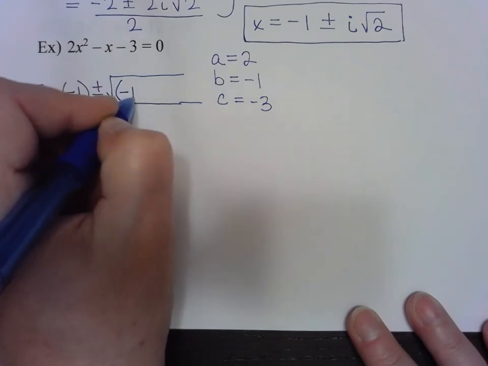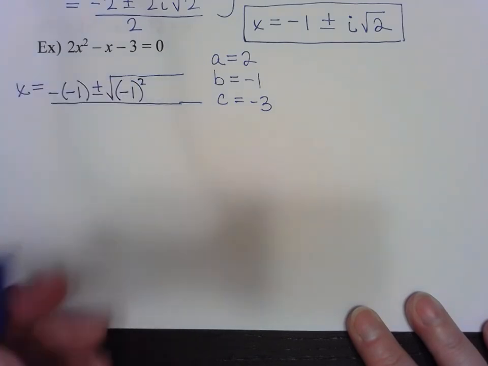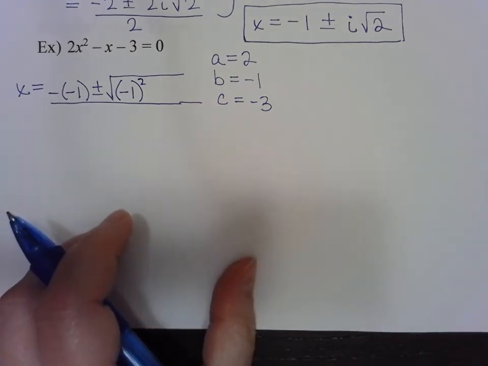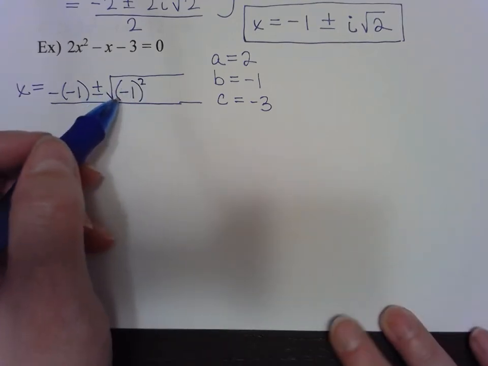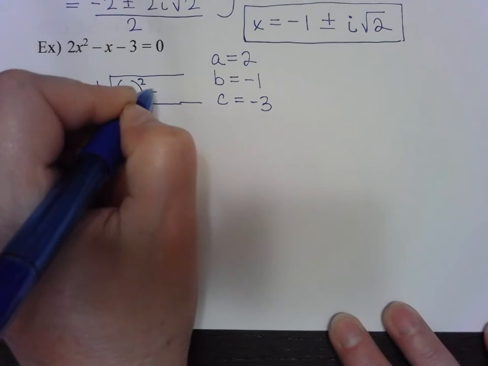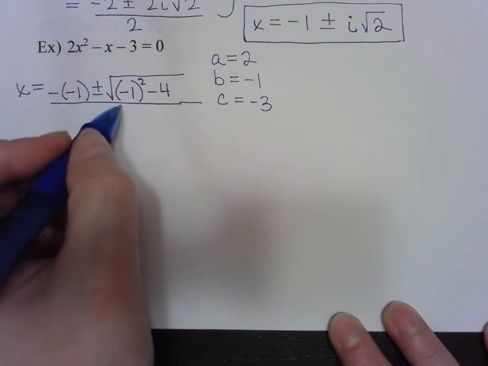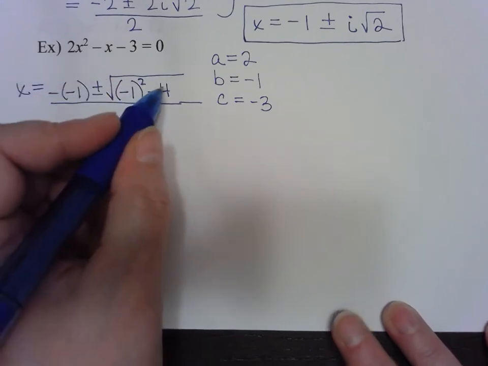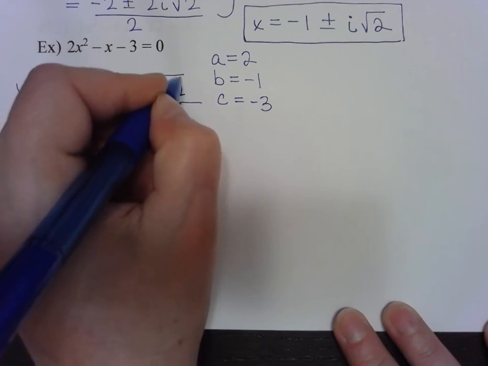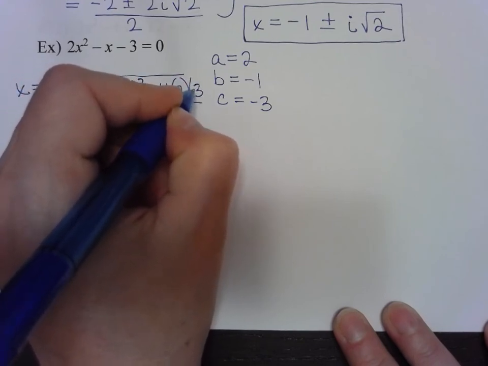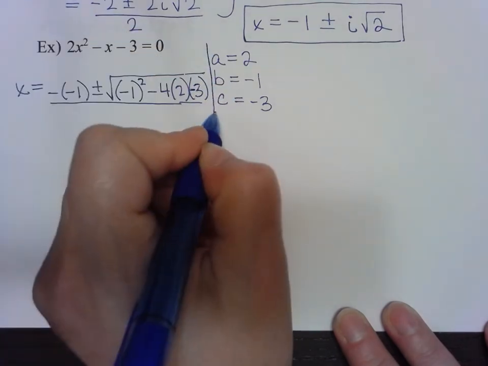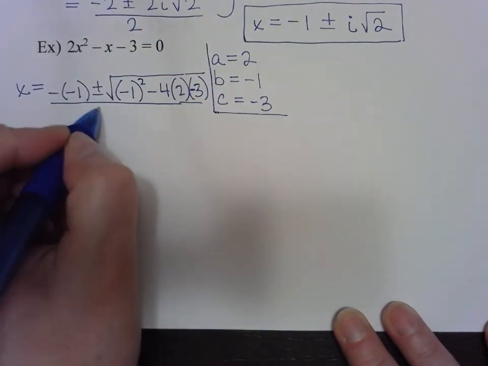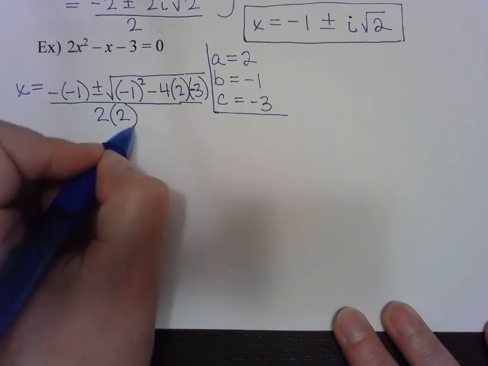This time b is negative, and I always recommend putting that b in parentheses so that you don't forget, because this is a place where a lot of people make a mistake, to square the negative as well. Okay, so negative 1 squared in parentheses minus 4 times a, which is 2, times c, which is negative 3. Sorry, I didn't leave myself enough space there. All over 2 times a, which is 2.